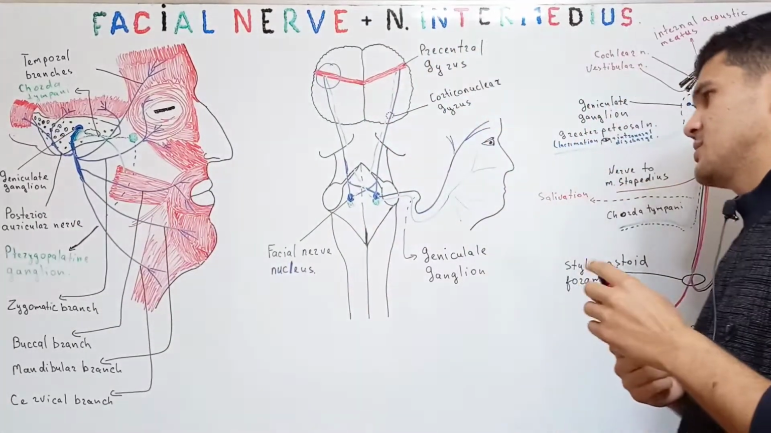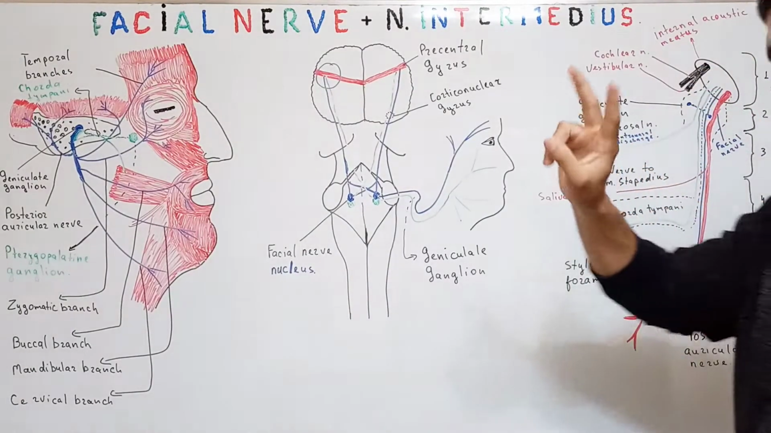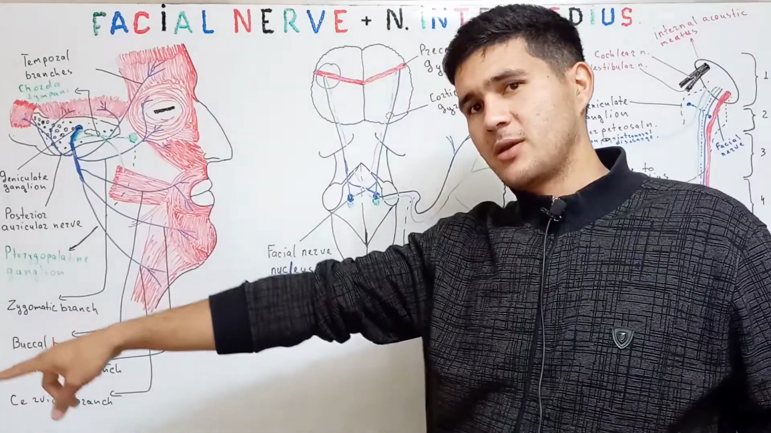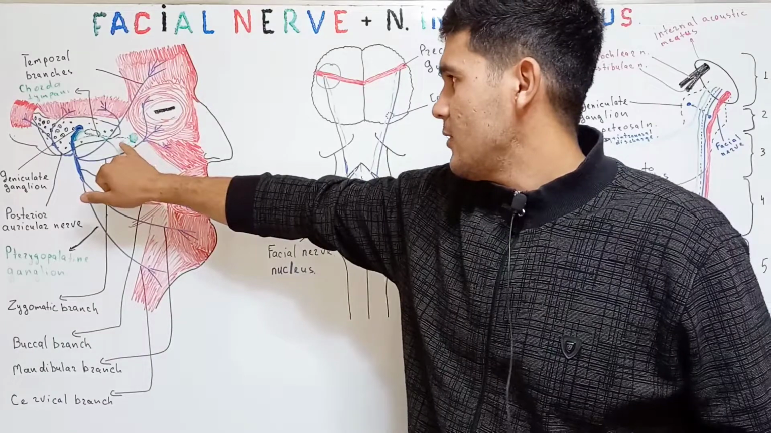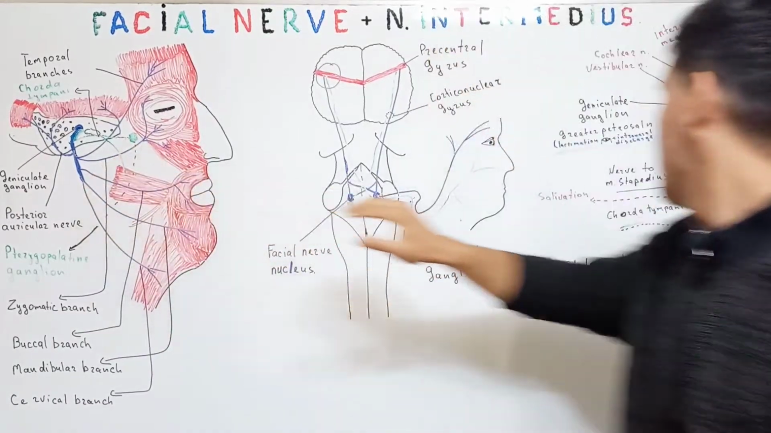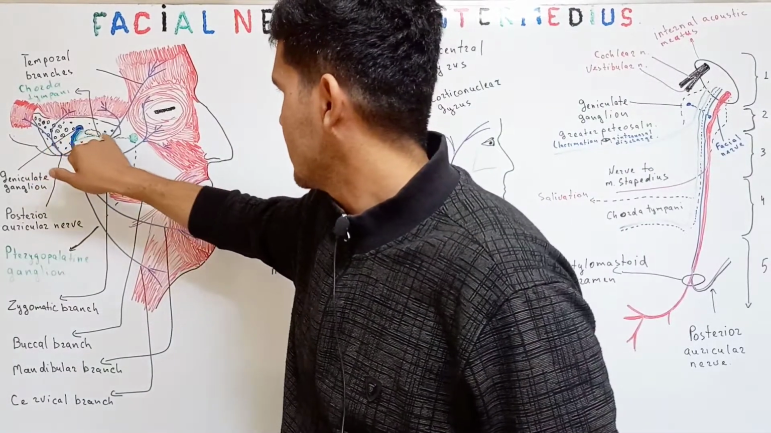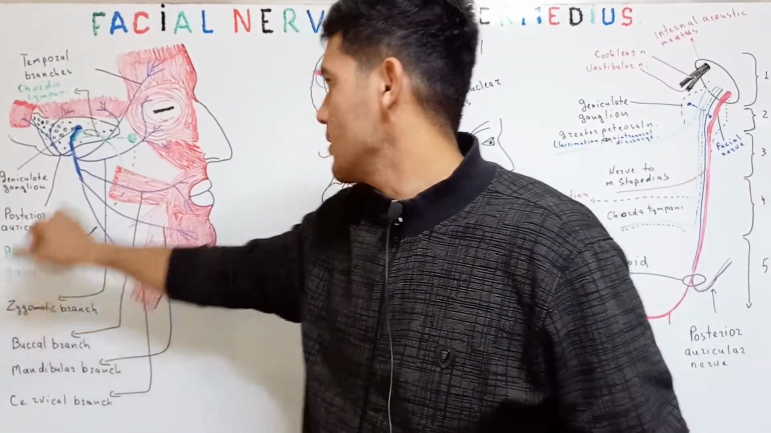And according to the nervus intermedius, it has two functions: sensory function and parasympathetic innervation function. Okay, and I will draw those two fibers. First one is the greater petrosal nerve. The greater petrosal nerve ends in the pterygopalatine ganglion.